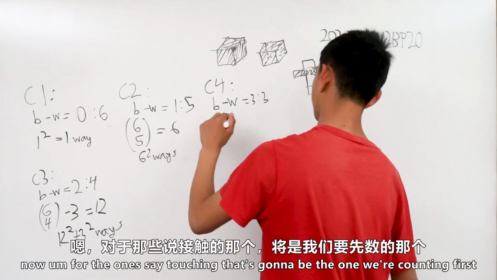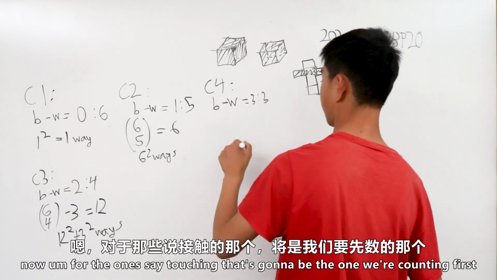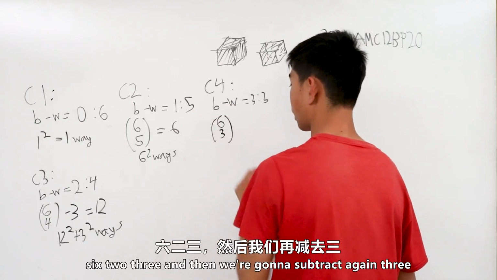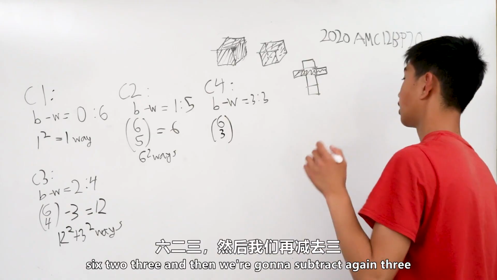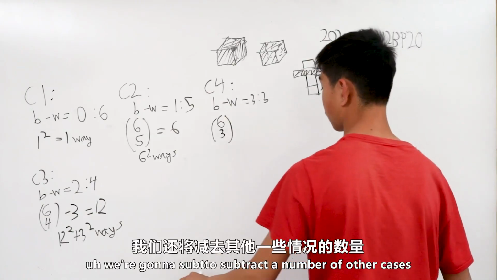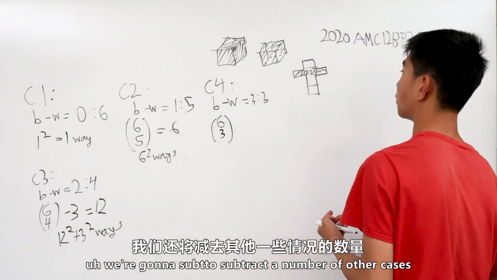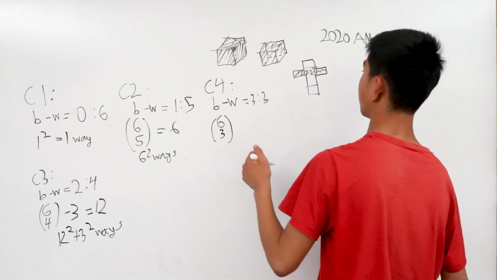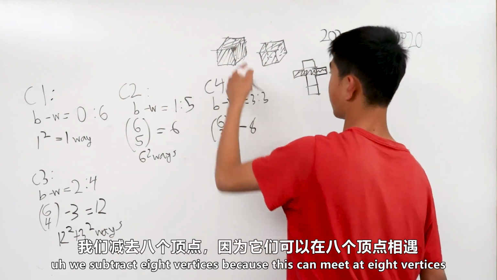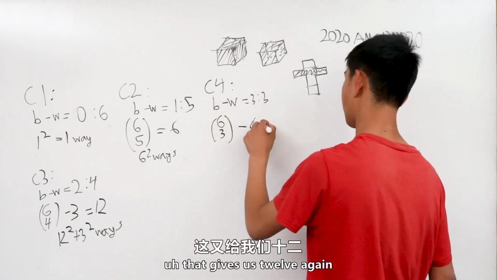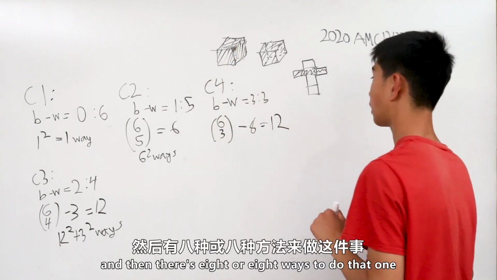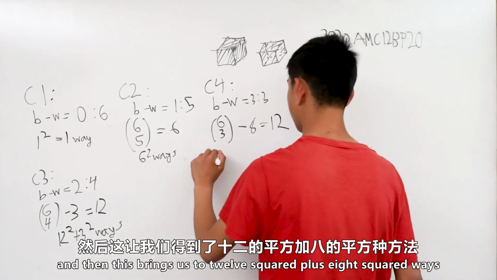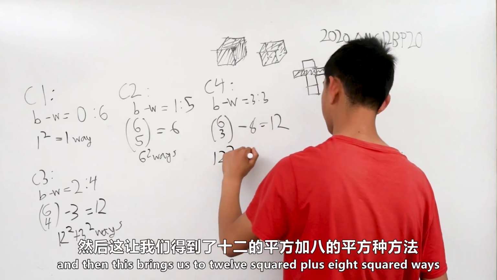Now, for the ones touching, that's the one we're counting first. 6 choose 3, and then we're going to subtract the number of other cases, or let's just count this one. We subtract 8 vertices because this can meet at 8 vertices. That gives us 12 again. And then there's 8 ways to do that one. This brings us to 12 squared plus 8 squared ways.